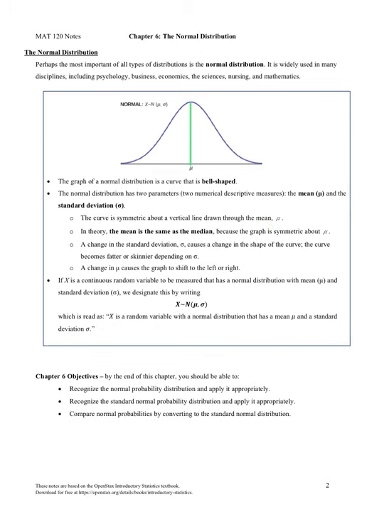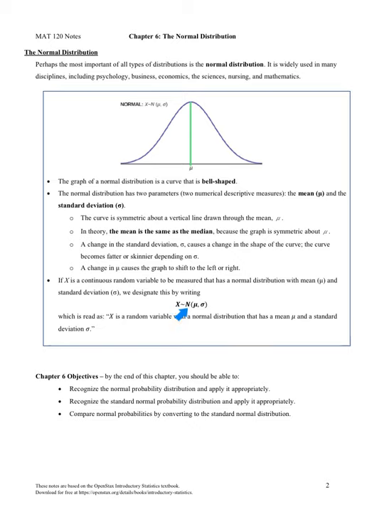And in theory, the mean is the same as the median in this case because the graph is symmetric about our population mean. A change in our standard deviation will either fatten the curve or make it skinnier, all depending on our standard deviation. And a change in the mean will cause the graph to shift to the left and the right. In a continuous random variable, we use a normal distribution.